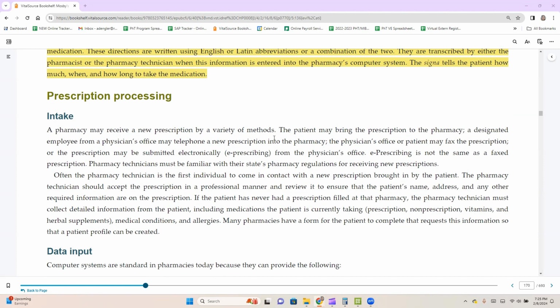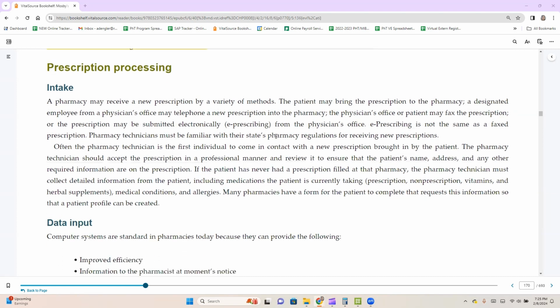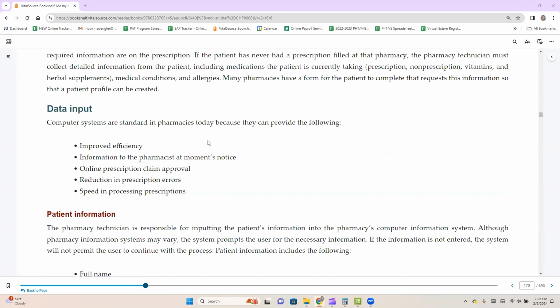Often the pharmacy technician is the first individual to come in contact with a new prescription brought in by the patient. The pharmacy technician should accept the prescription in a professional manner and review it to ensure that the patient's name, address, and any other required information are on the prescription. If the patient has never filled at the pharmacy before, we must get all of the information from the patient, including medications they're taking, conditions, allergies, insurance information, things of that nature.